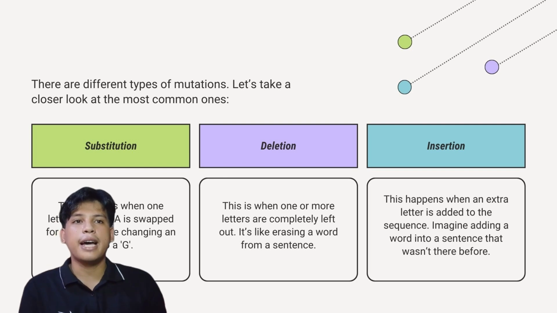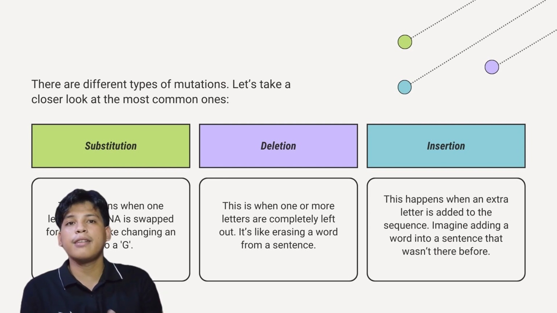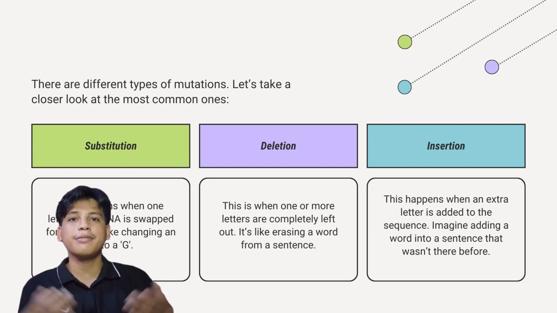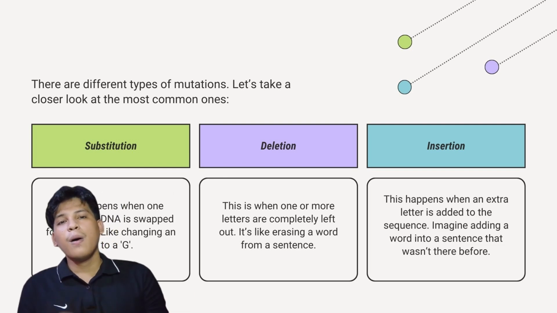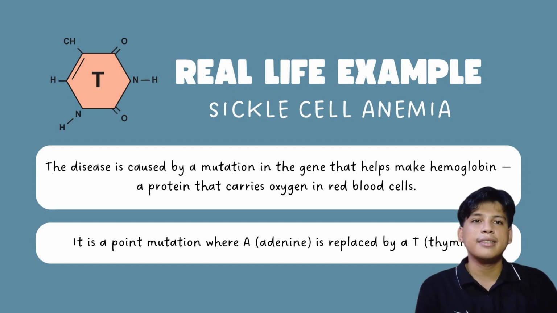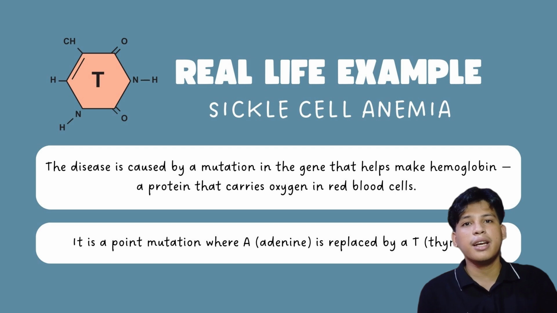Now, mutation also plays a huge role in evolution. Over a long period of time, helpful mutations get passed down to future generations, while harmful ones are less likely to stick around. That's how species can change and adapt to the environment. For example, different colors of butterflies or the thick fur on animals in colder climates are often the result of mutation.